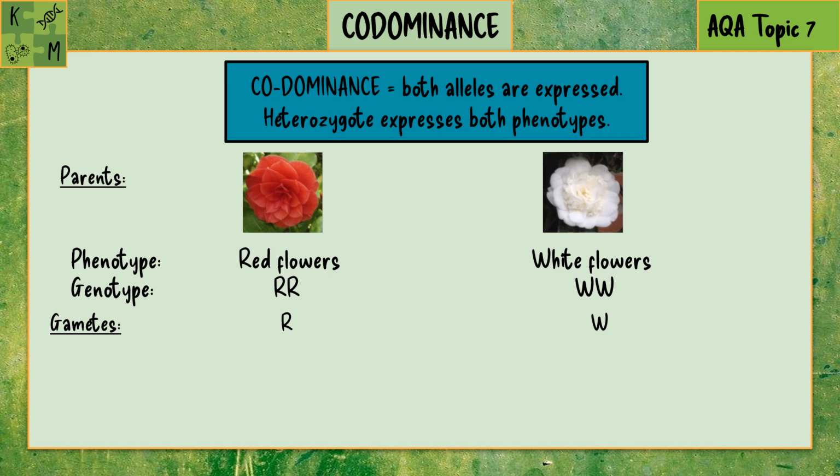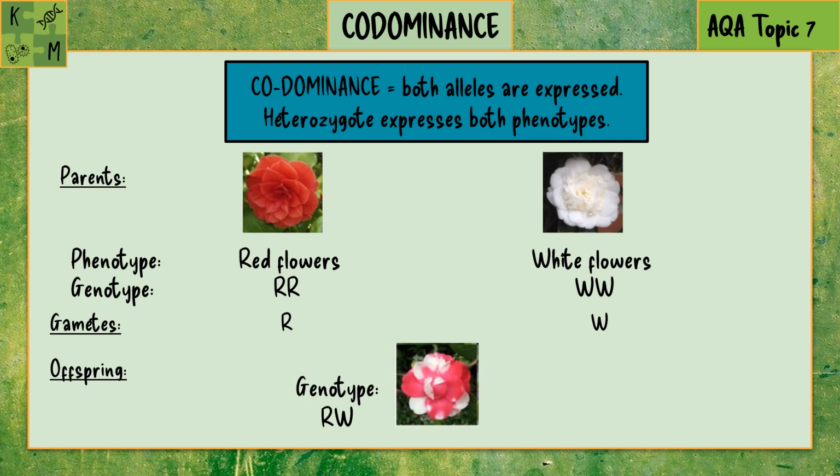Within the gametes, as they're both homozygous, there is only one type of gamete for this gene. So the red flowering plants will produce gametes that carry the R allele, while the white flowering plants produce gametes carrying the W allele. So what happens at fertilization and what do the offspring look like? Well, their genotype will be RW, so they are heterozygous, but here their phenotype is not the same as either of the parents. What we see is that both alleles are expressed, and we can see a combination of both phenotypes. So the flowers will have part red and part white colour, so we see a kind of patchy effect.